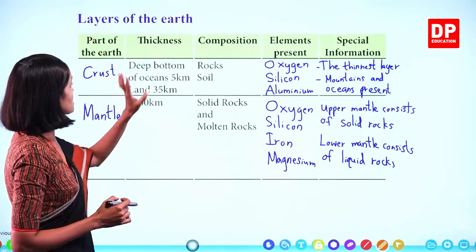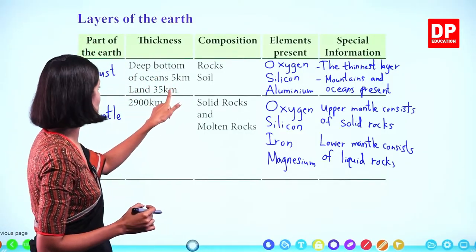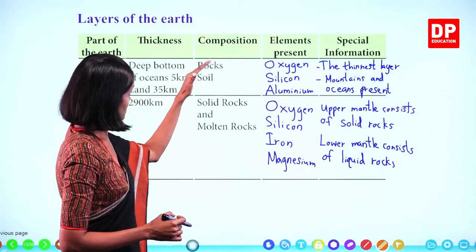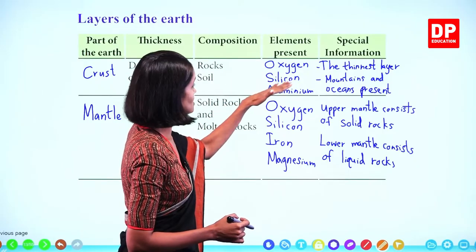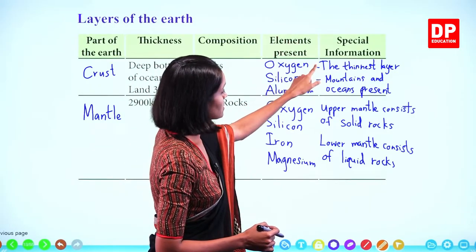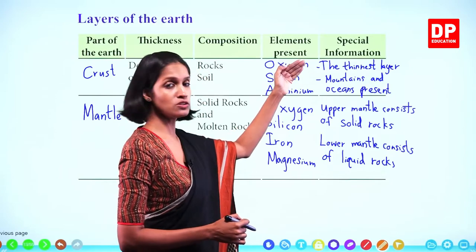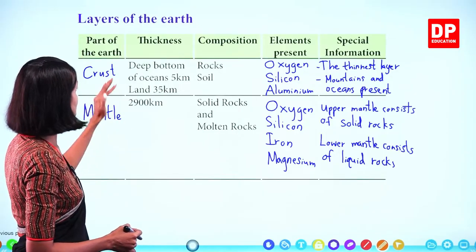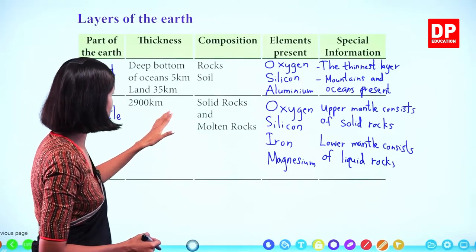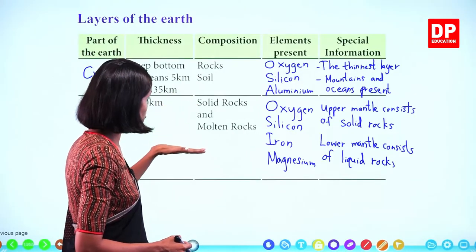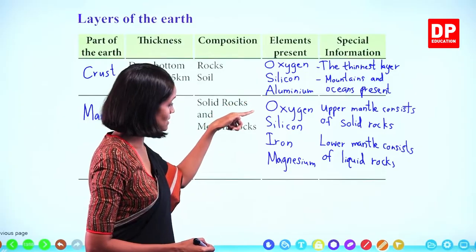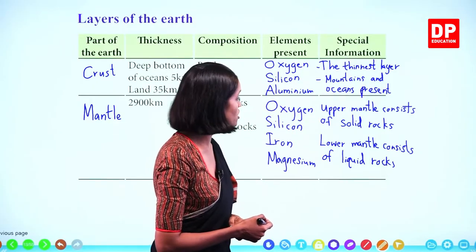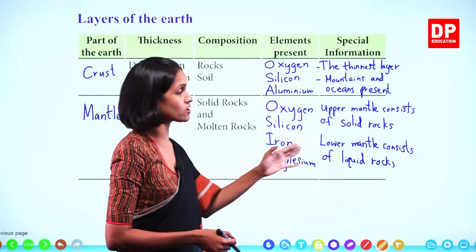Part of the earth, crust. Thickness, deep bottom of oceans 5 kilometers and the land 35 kilometers. Composition, rocks and soils present. Elements present, oxygen, silicon, aluminium. Special information, the thinnest layer and mountains and oceans present. You can write life exists on this layer, right? Part of the earth, the second one, mantle. Thickness is 2900 kilometers. Composition, solid rocks and molten rocks. Elements present: oxygen, silicon, iron and magnesium. Special information: upper mantle consists of solid rocks, lower mantle consists of liquid rocks, right?